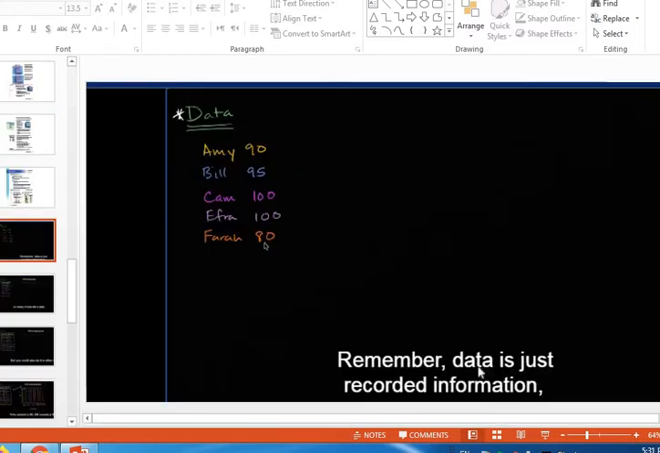Remember that data is just recorded information. So data means what? It's just what? Recorded information. You have information and then record it as data. So I have here, for an example, Amy, Bill, Cam, Ifra and Farah. They got scores in the exam. So Amy scored 90%, Bill 95%, Cam 100%, Ifra 100% and Farah 80%.